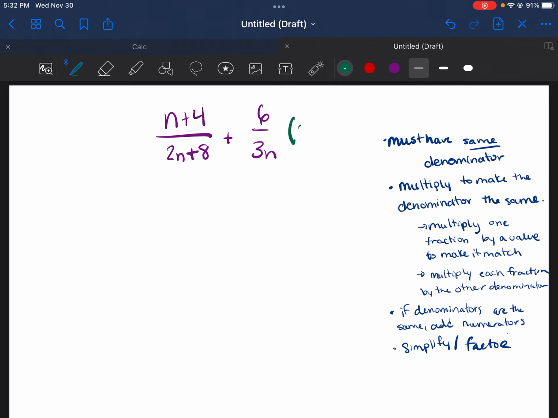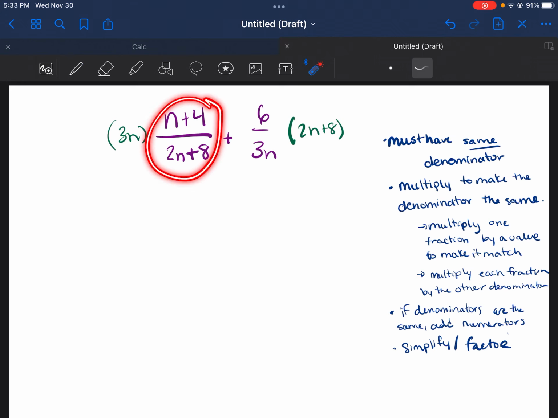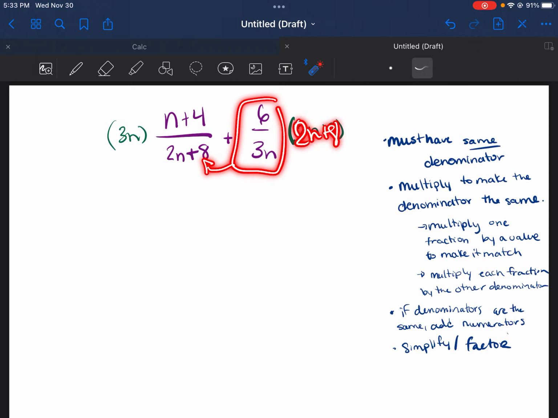So on the right side, I'm going to multiply this by 2n plus 8. And on the other side, I'm going to multiply this by 3n. So I'm multiplying this fraction by that denominator. And I'm multiplying this fraction by this denominator.